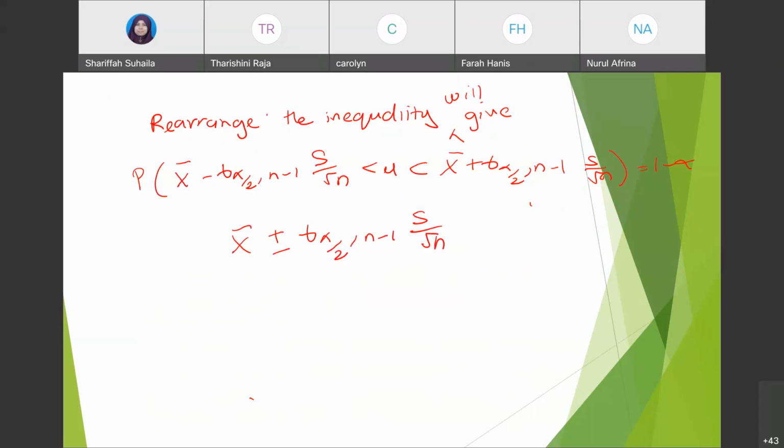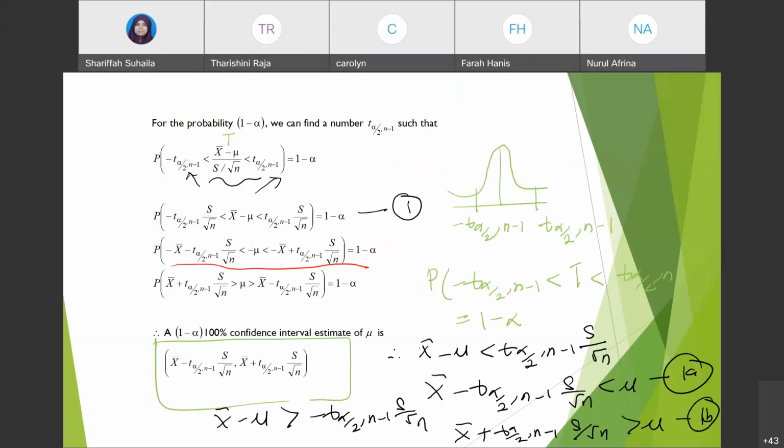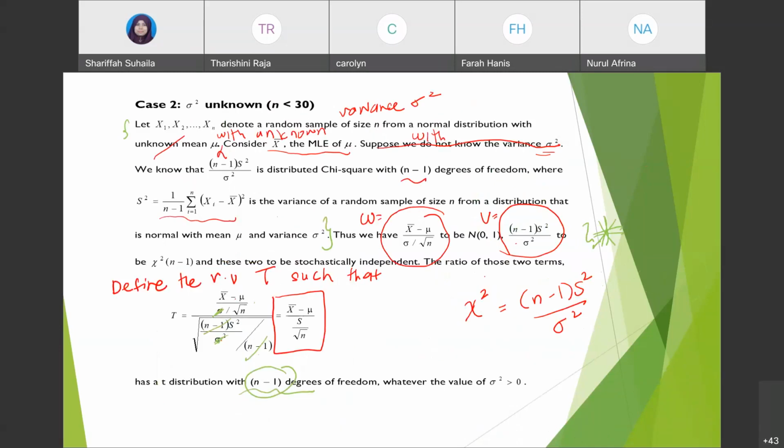So that means your parameter mu lies between X bar minus T alpha over 2, N minus 1, S over square root of N and X bar plus T alpha over 2, N minus 1, S over square root of N. So from your data set, you need to find what is your X bar and also what is your value for S, the sample standard deviation. So here we have T.